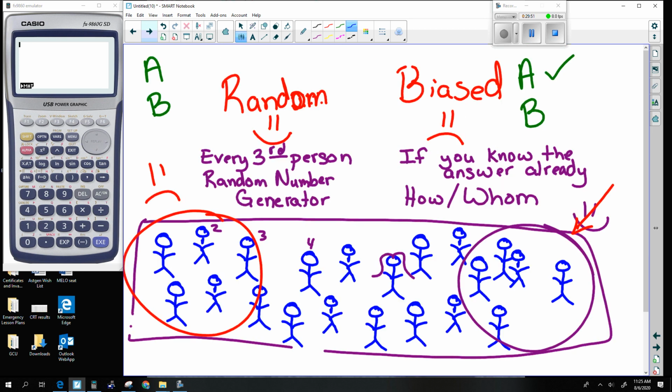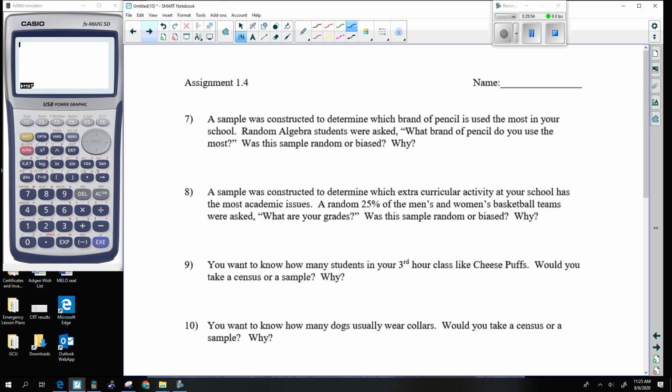All right, so let's rush through the backside here. Just make sure we know what's up. A sample was constructed to determine which brand of pencil is used the most at your school. Random algebra students were asked what brand of pencil they use the most. Was this sample random or biased? Okay, the population is your school. Who did we ask? Random algebra students. Are random algebra students representative of the school at large?